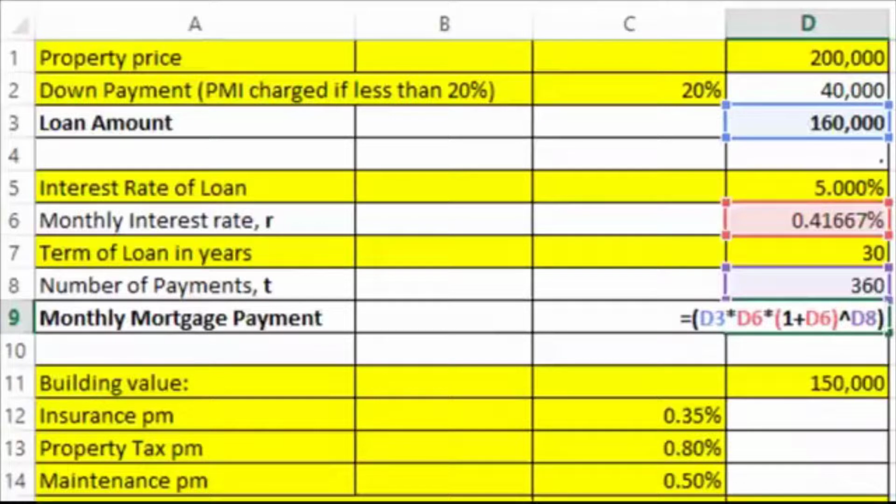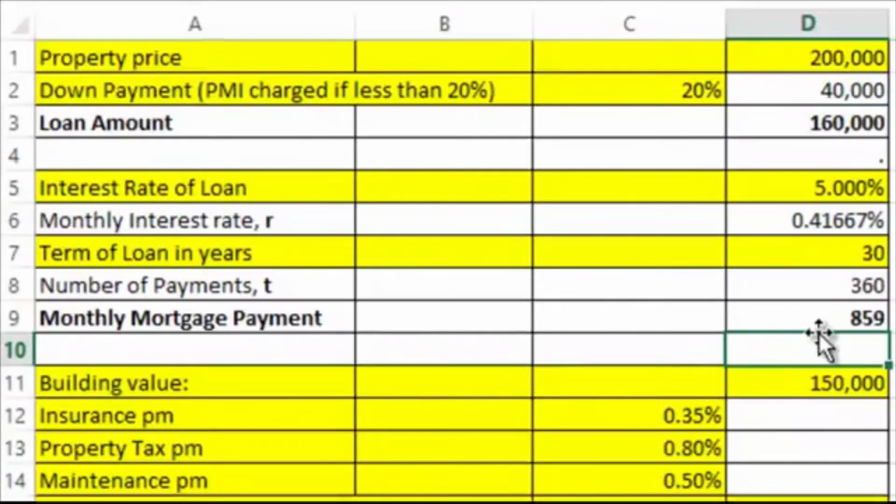Okay, and then divide by, and now we need to open parentheses for the bottom of the fraction, and inside here we have 1 plus the rate, so that's 1 plus D6, and then to the power of T, which is the number of payments, which is D8. Okay, and then we subtract 1. So that should give us our $858, right?